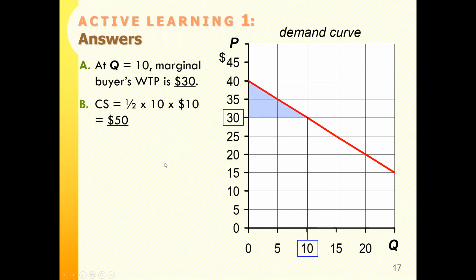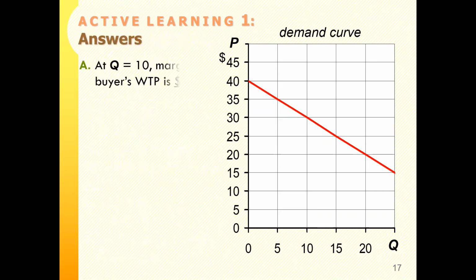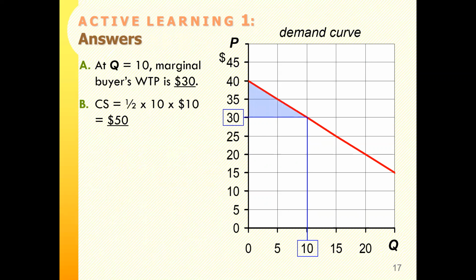B, the consumer surplus when the price is 30 is effectively $50. So once again, we can see that when the price is 30, the willingness to pay is 40 and the quantity is 10. And so the height is the difference between the willingness to pay of 40 and the price of 30, which is effectively $10. Now the base is the horizontal distance from 0 to the quantity, which is 10. And so our consumer surplus is half times 10 times 10, which gives us 50.